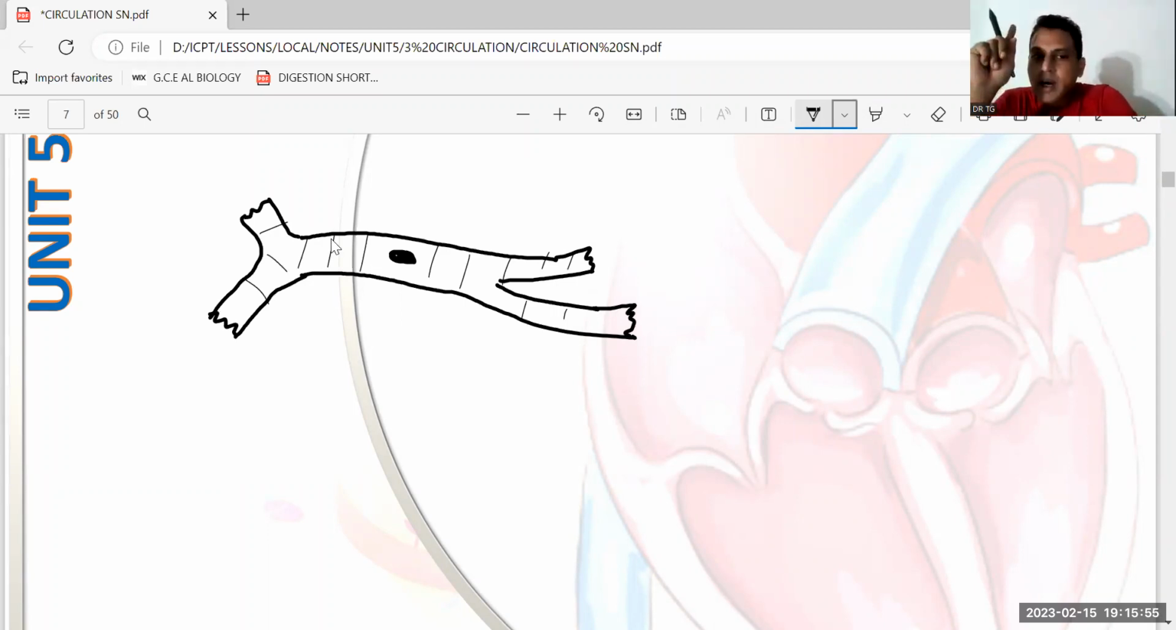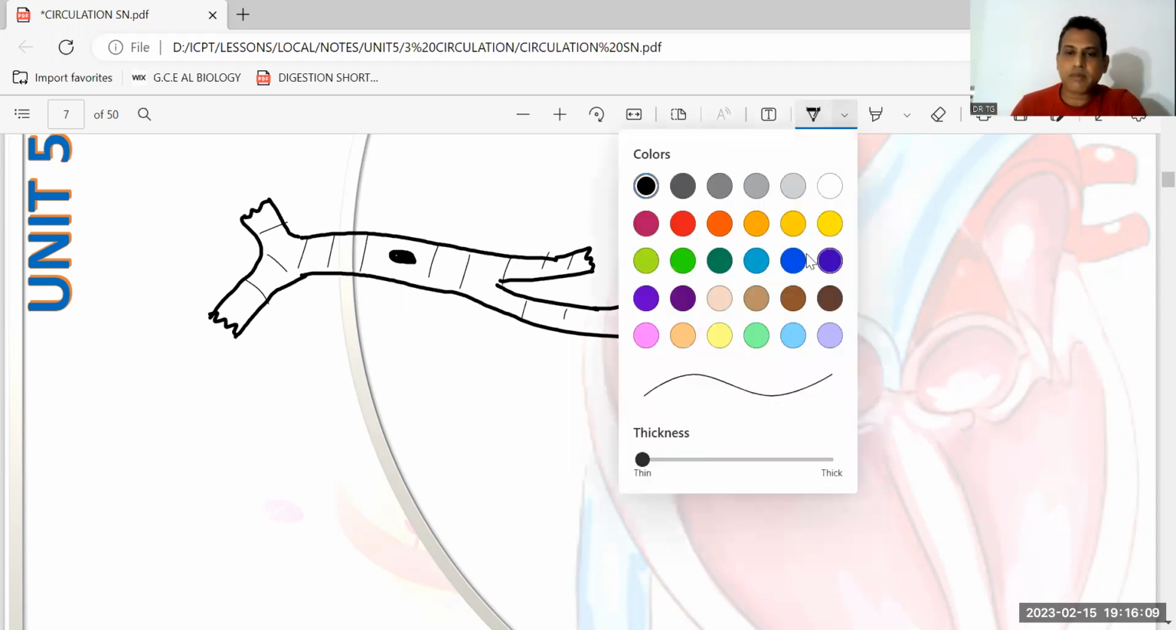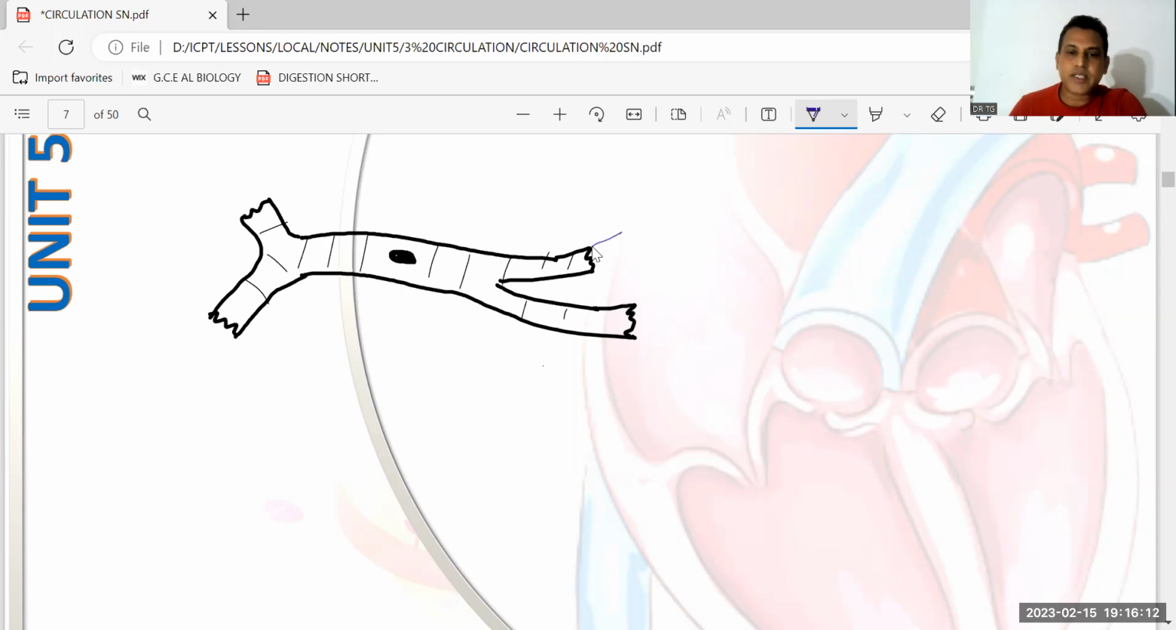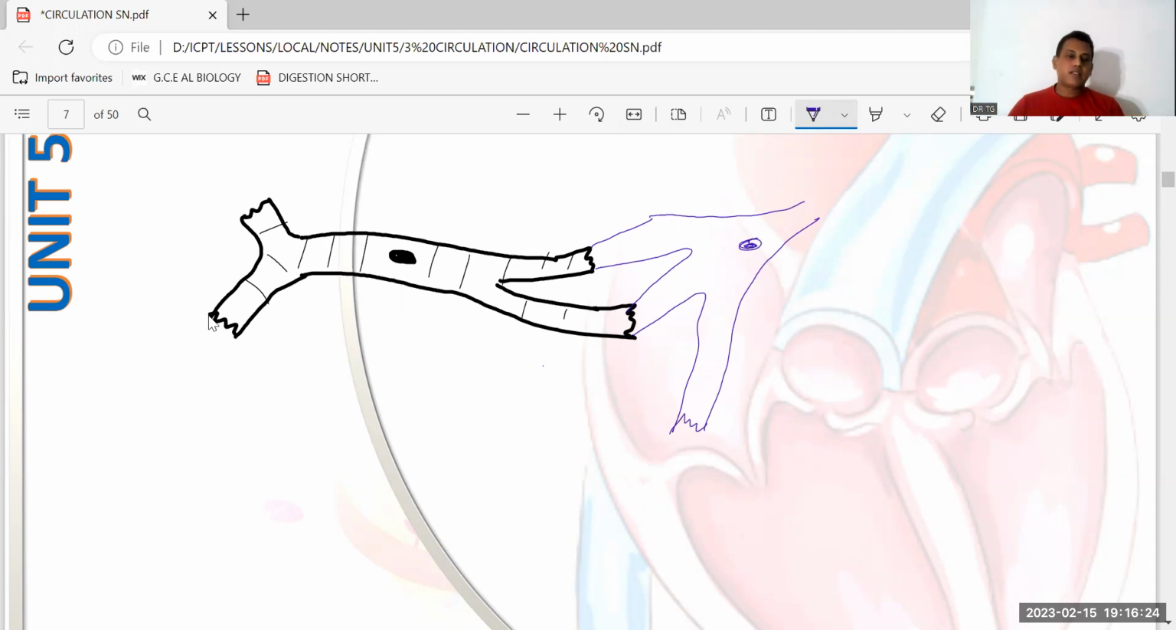Now this is one heart muscle, or cardiac myocyte. Cardiac is heart, myocyte is a muscle. So heart muscle. This heart muscle is connected with another heart muscle. So here is the connection. So this is connected with another heart muscle like this. And this one is again connected with another heart muscle. And this one is connected with another heart muscle.